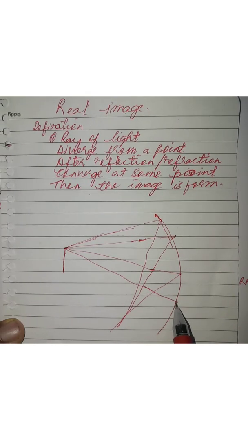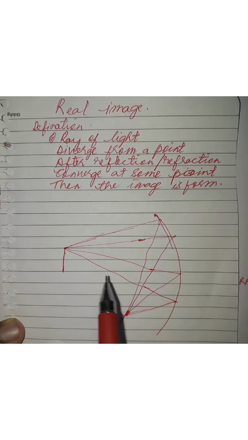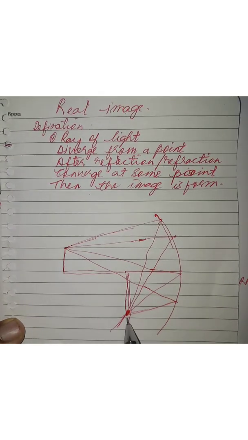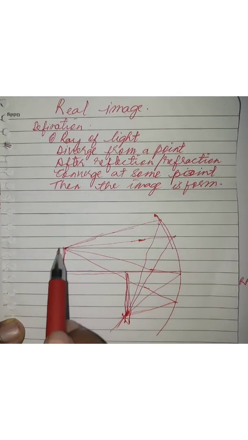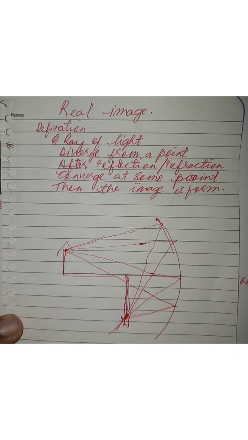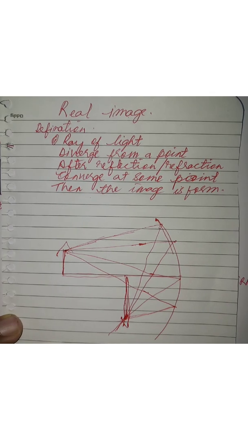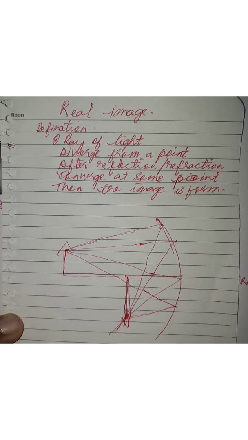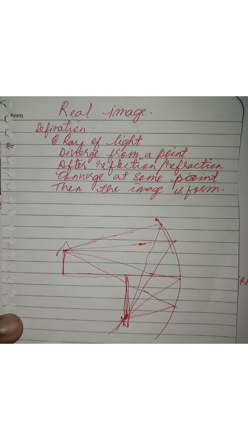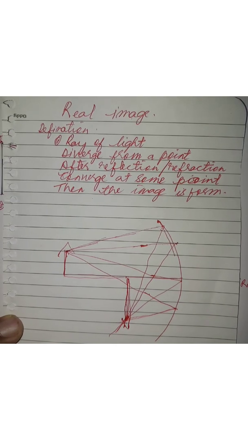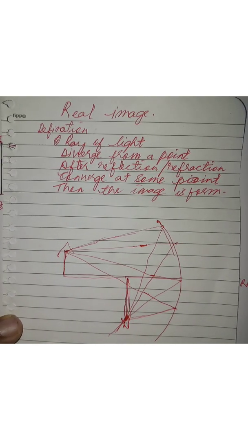See, all this light will meet at the same point. Now here, if you draw the line in the middle, they will meet at this point, so the image formed will be inverted. That is the definition of a real image: when rays of light from a single point diverge, that means they go out from a single point in different directions, after reflection or refraction they meet at some point. That point where they meet together is known as the real image. This image you can obtain on a screen.